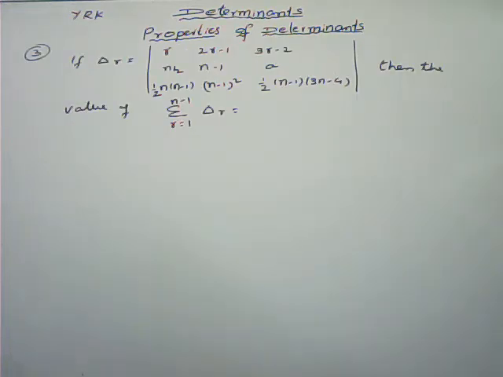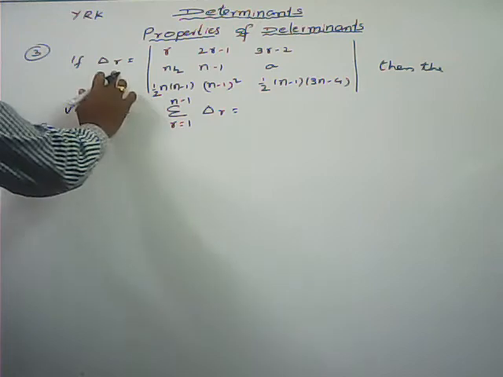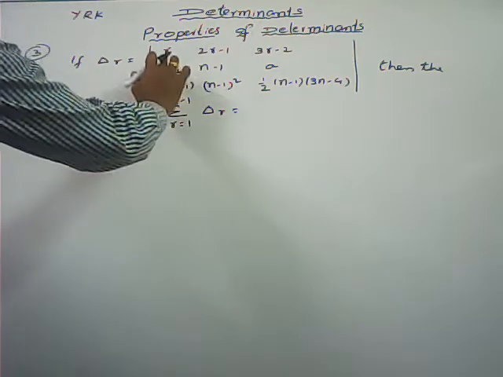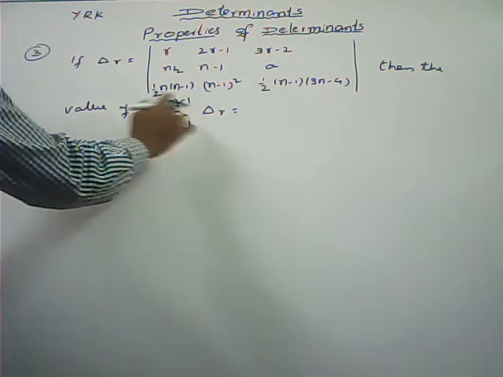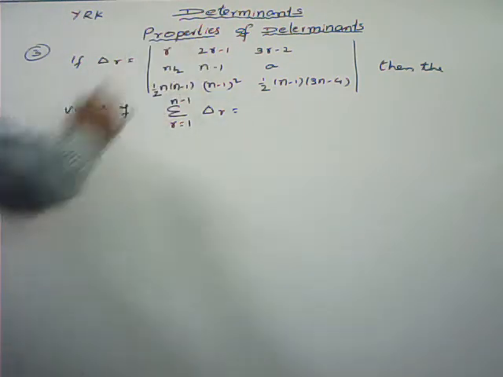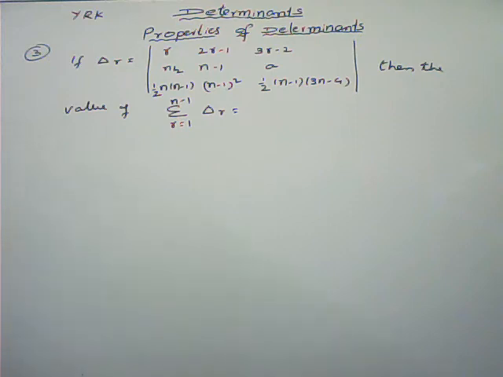Next, the third one. If delta R is equal to the determinant given, then the value of sigma R equal to 1 to n minus 1 of delta R is equal to. See, if I put delta 1, you can get this one. In the place of R, you can put a 1. Delta 1 plus delta 2 is equal to, in the place of R, you can put 2, 3, 4, and so on like that, up to n minus 1.